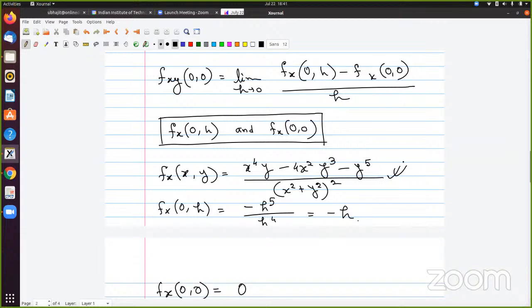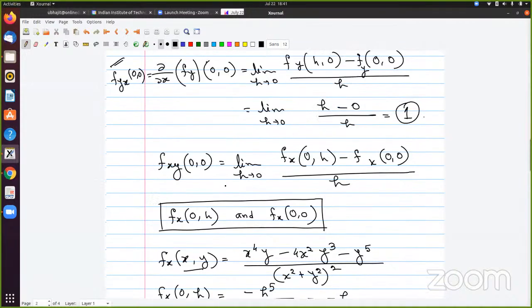Sir, may I ask one thing? In this line, just visible, fx of x comma y is equal to this. Sir, we can reach this if we directly differentiate this function using the quotient rule. Why are we then going by the limit h approaches 0, f of x 0 comma h? Because we are doing it for any arbitrary point other than 0. At any arbitrary point, the definition of the function is fixed, right?